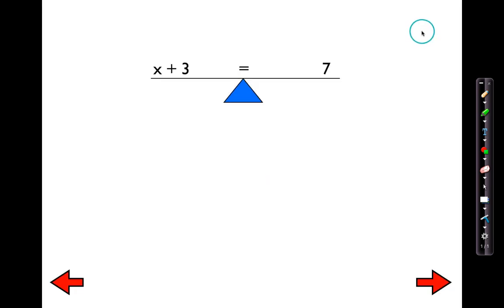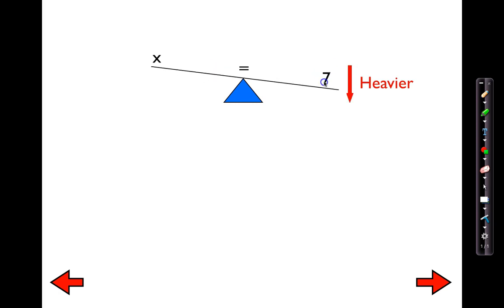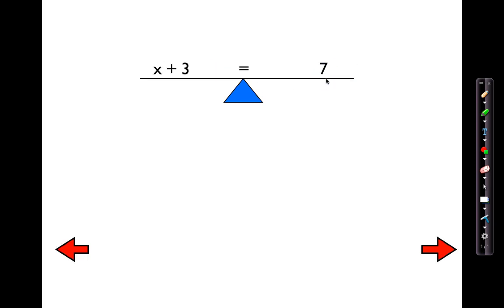So notice here we have a perfectly balanced equation. We have x plus 3 on one side, 7 on the other. Notice if I subtract 3 from one side, this side will definitely be heavier, bringing down the scale. So what could I do to make sure that the scale isn't tipped to one side? How do I keep it balanced? Well, if I subtract 3 from one side, I'm going to have to subtract 3 from the other side, which would leave me with x equals 4, keeping it balanced, which means it's true.